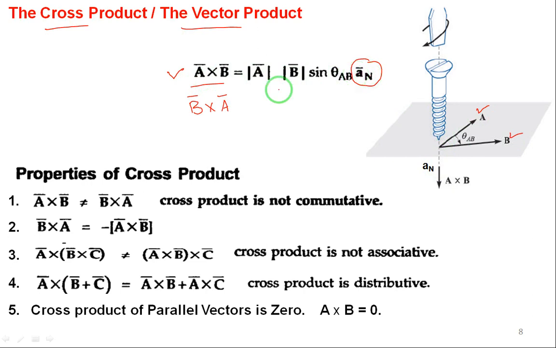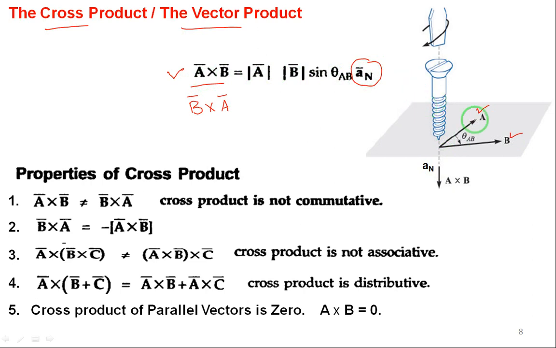I will repeat the definition once again. The cross product of two vectors is nothing but the multiplication of the magnitudes of the two vectors and sine of the angle between them, and the direction of the cross product is perpendicular to the plane containing the two vectors, that is vector A and vector B. This is the bookish definition. If you want to mug it up, you can do that, or else you can follow whatever I told.